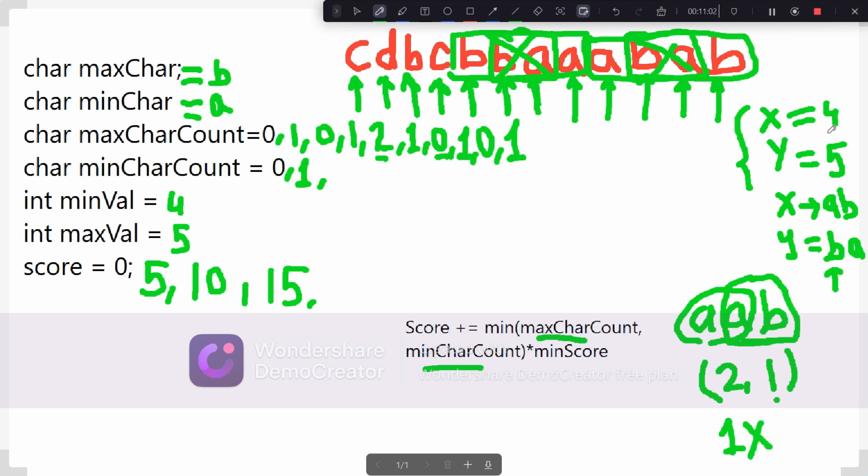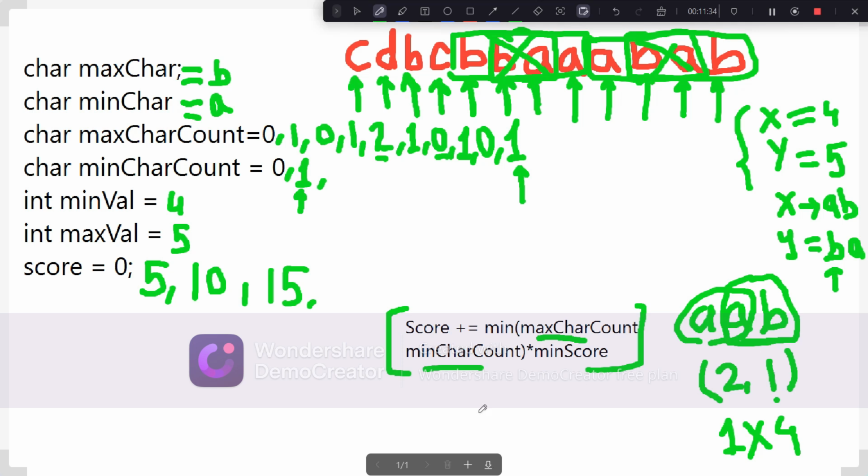So we have to find the minimum of their count, multiplied by the min score combination. In this case, what is min score? It is 4, right? Min val. So we will multiply by 4. That is why this formula exists: score equals score plus the min of the max care count and min care count, into min score. So see here, finally in our case we are left with min care count equal to 1 and max care count also equal to 1. So what would be the min of them?